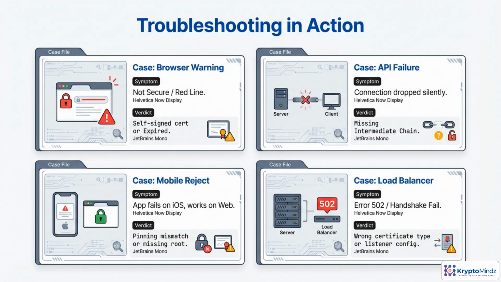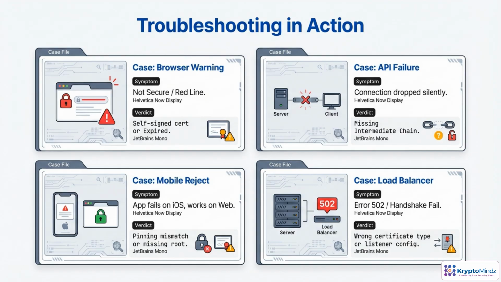If an API connection just drops without a clear error, think about the intermediate chain. Servers often present the leaf certificate, but forget one or more intermediates. The client then can't build a full chain to a trusted root and aborts the handshake. Fixing that is often as simple as installing the complete chain on the server.